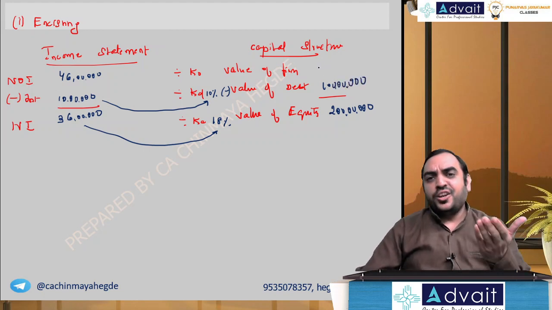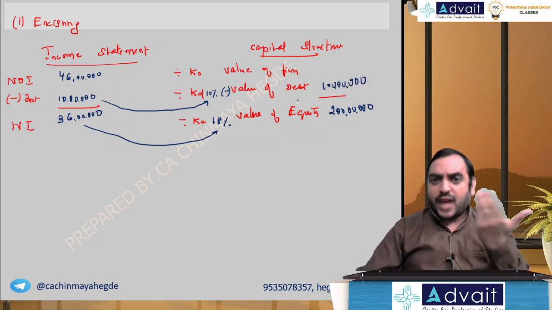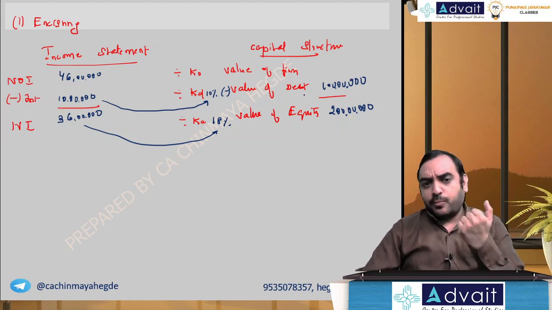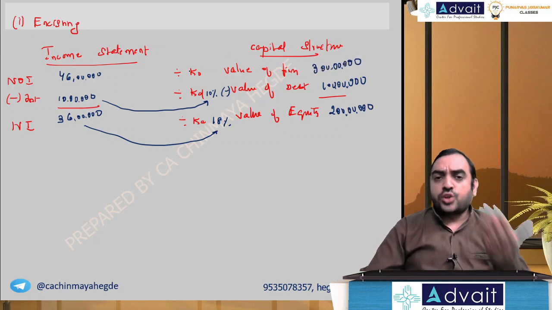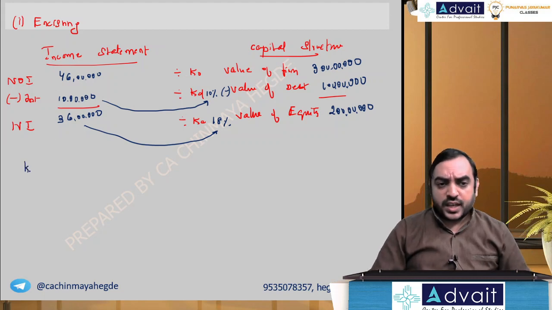So what should be the value of firm? Debt plus equity, right? Capital employed. Value of the firm is same as capital employed. So 100 lakhs plus 200 lakhs, 300 lakhs. So what is the cost of capital? KO will be overall cost of capital KO. That is what is the existing WACC.